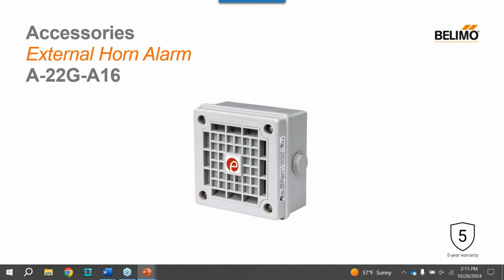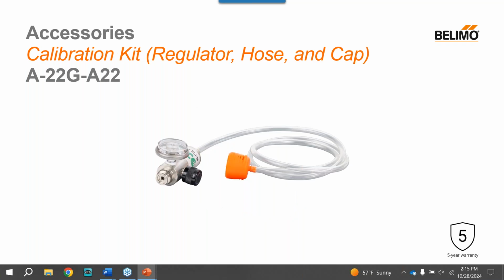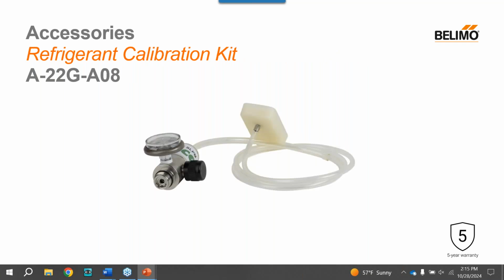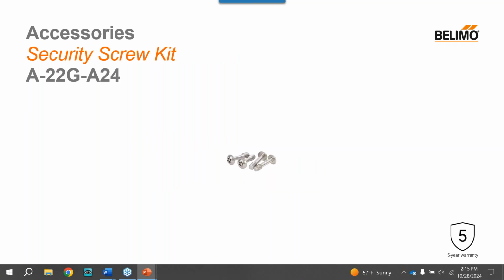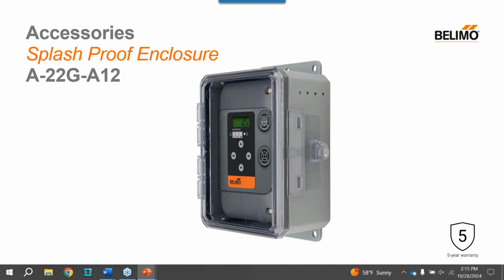We have an external horn alarm that's rated to 105 decibels, an external strobe alarm, a calibration kit for annually calibrating the gas monitors, a replacement calibration cap and tube. This is a calibration kit for the refrigerant gas monitor, security screws to protect the devices from being tampered with, transformers for power, a splash-proof enclosure for washdown applications, and lastly, a duct mount enclosure.